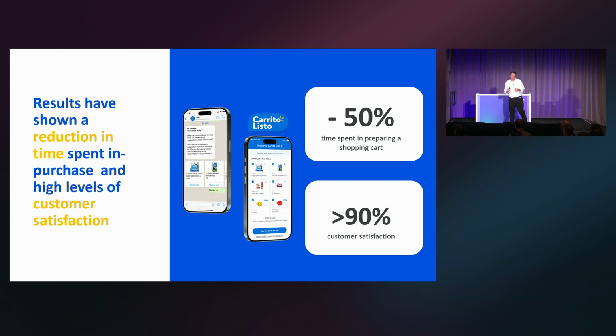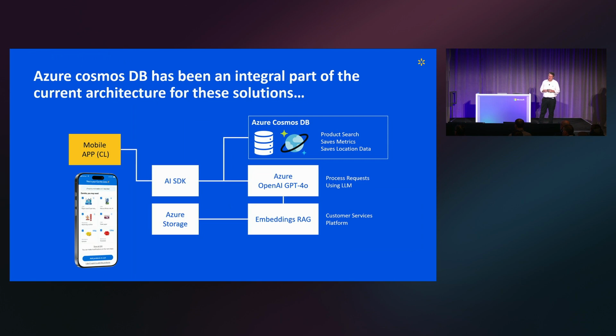This leads, of course, to an extremely high level of customer satisfaction, and that to customer loyalty for sure. So why has Azure Cosmos DB been an integral part, and how have we done this? In the solution, it has made it possible by storing metrics and location data, enabling real-time product searches.